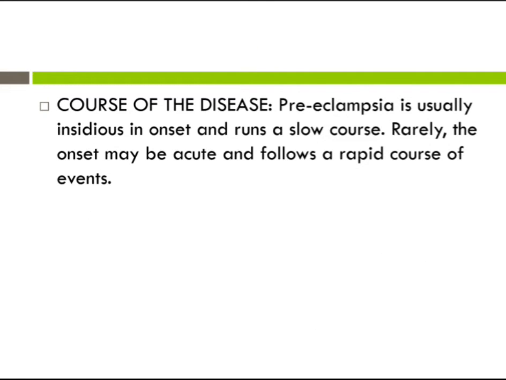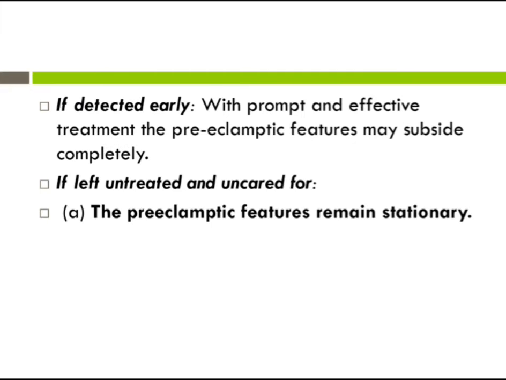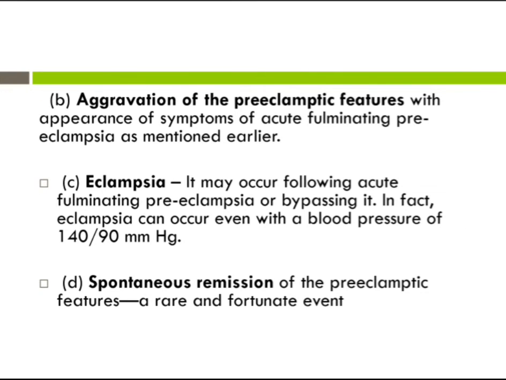Course of the disease. Preeclampsia is usually insidious in onset and runs a slow course. Rarely, the onset may be acute and follows a rapid course of events. If detected early with prompt and effective treatment, the preeclamptic features may subside completely. If left untreated and uncared for, the preeclamptic features remain stationary, or there is aggravation of the features with appearance of symptoms of acute fulminating preeclampsia as mentioned earlier.